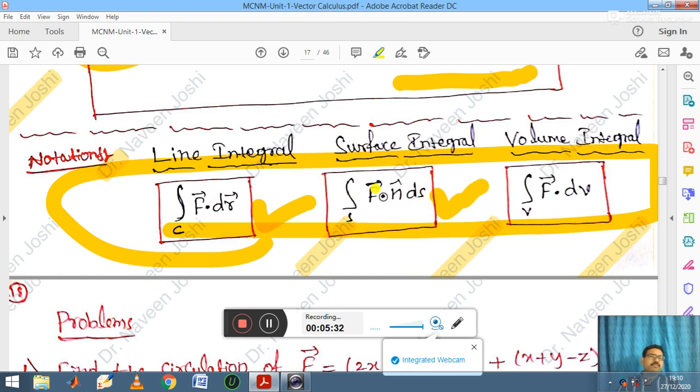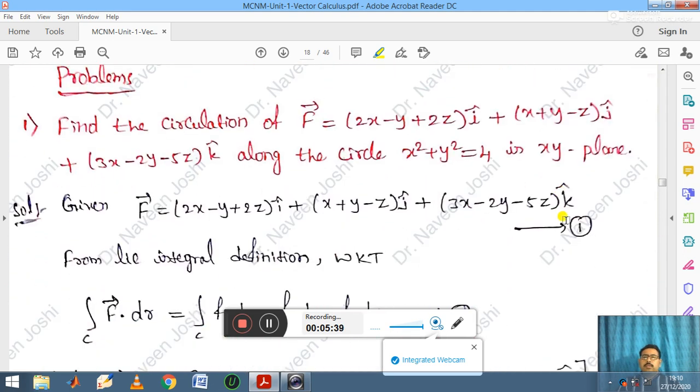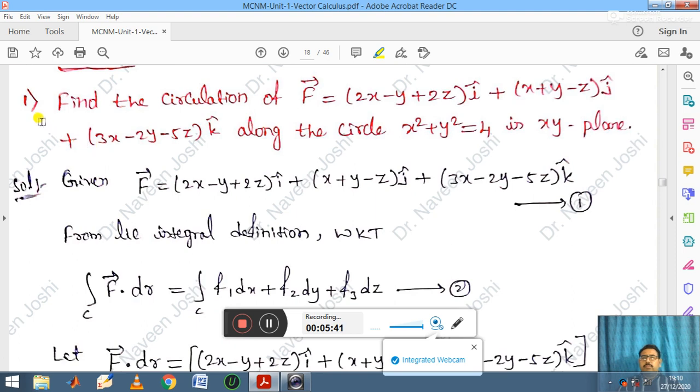F is a vector point function, n is the unit normal vector, and the volume integral is f dot dv. Okay, then let's see quickly the problems.